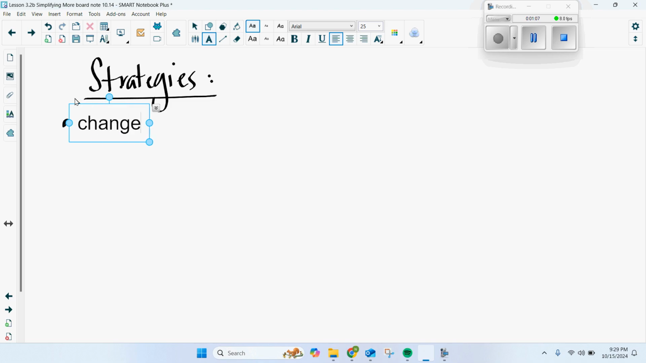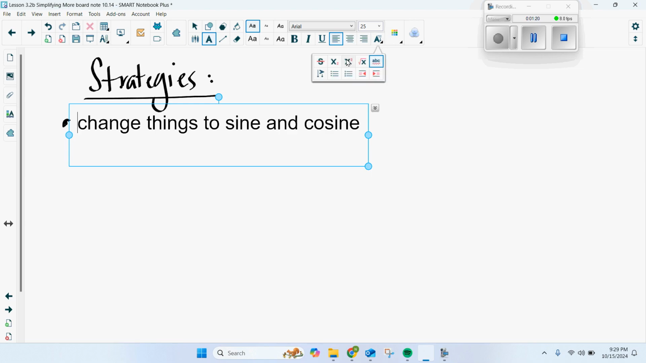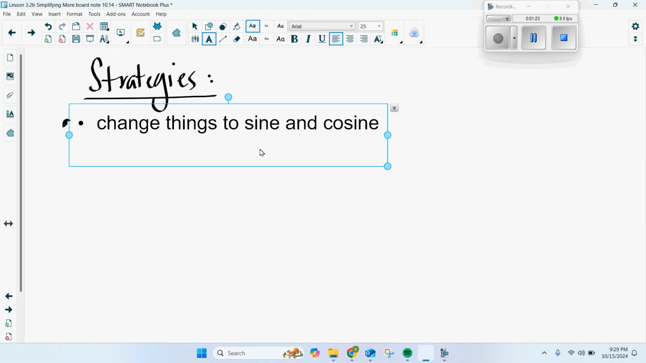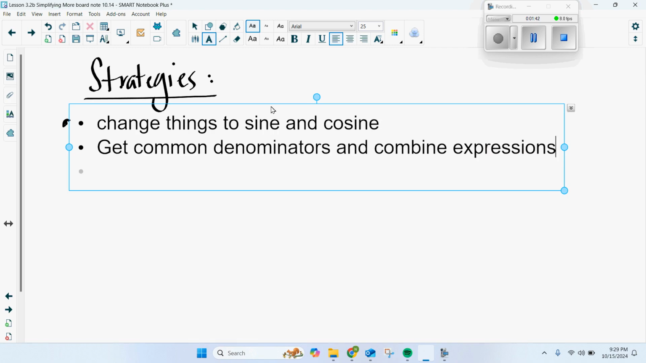One of the things that you could do is change things to sine and cosine. Try to put as many things in sine and cosine as you can. And another thing that you could do that we had to do often in problems last class was to get common denominators and combine expressions. So if you have two fractions being added, you could get common denominators and put them together.